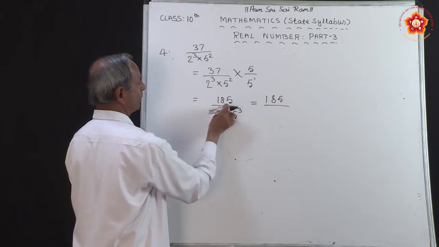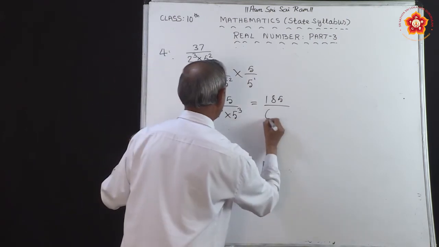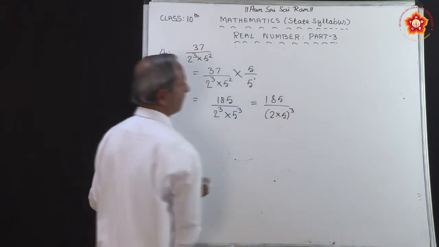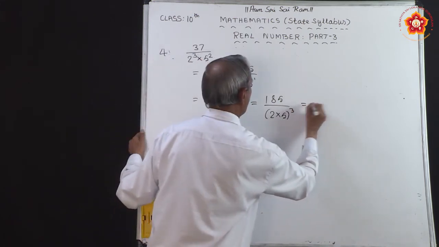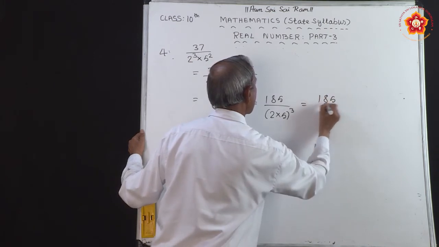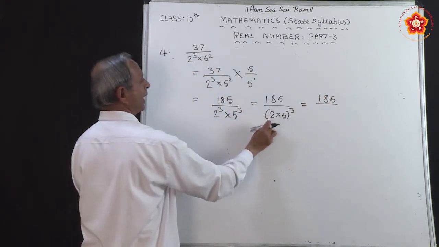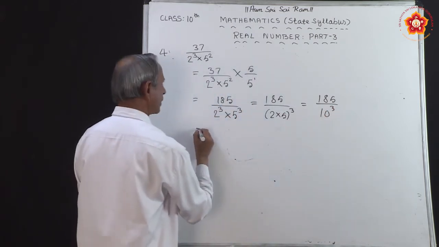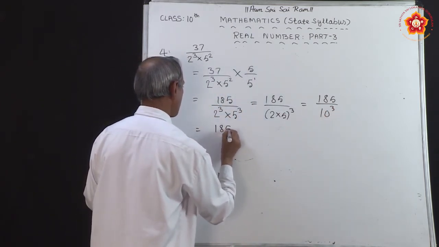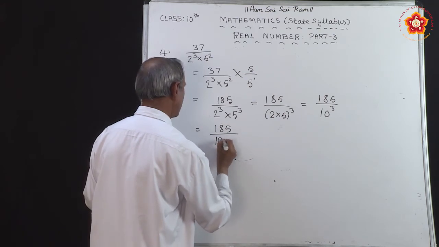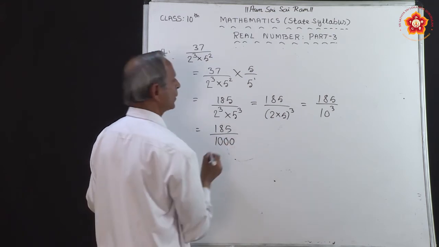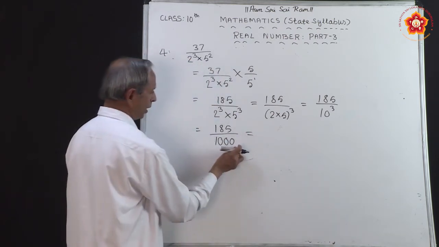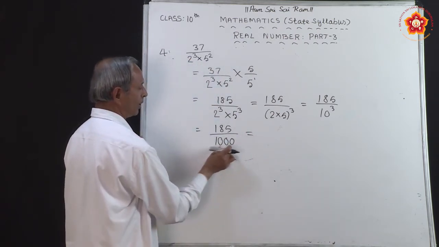Bases are different but powers are the same. So you can write it as 2 into 5 whole raised to the power of 3. It is nothing but 185 upon 5 into 2 becomes 10, 10 cube. That can be written as 185 upon 1000, because 10 into 10 into 10 you will get 1000. Now you count how many zeros are in the denominator after 1.